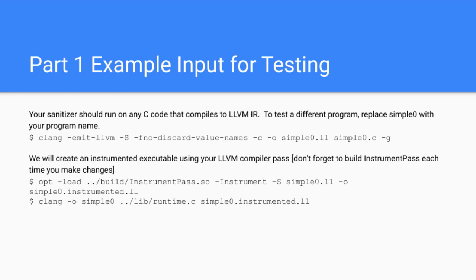So looking at the example input, your sanitizer should run on any C code that compiles to LLVM IR, which is what the clang emit LLVM command is doing. To test a different program, you'll just need to replace simple 0 with your program name, and you'll only need to do this once for each program. Next, we'll create an instrumented executable using your LLVM compiler pass. The opt command is the LLVM optimizer that's loading in your instrument changes. So you'll need to run this one each time you make changes and build your instrument C++ file. And then finally, you'll run the clang command to compile the instrumented version of the program, and that will give you an executable when it's done.